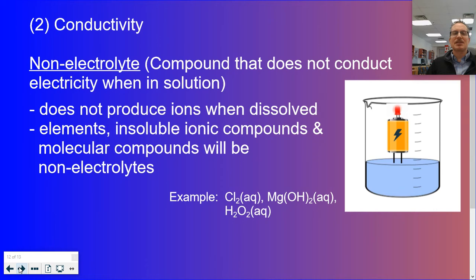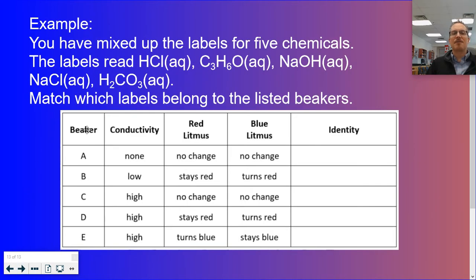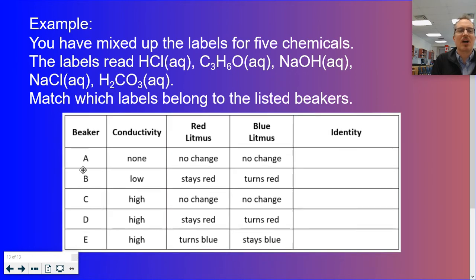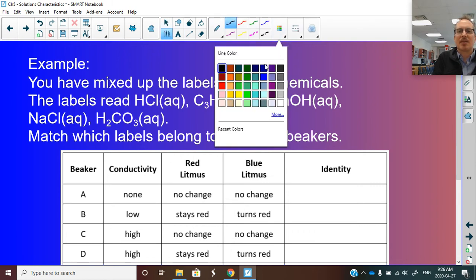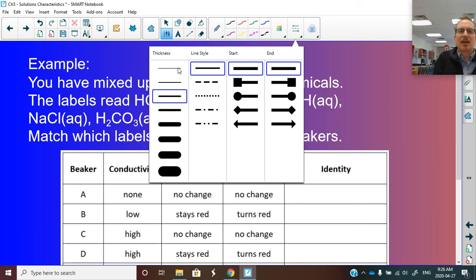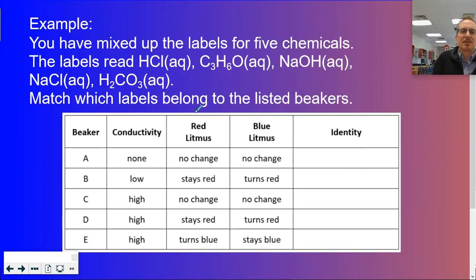Well, what I would like us to do is, using that information, I have 5 beakers labeled A, B, C, D, and E. I would like us to use the knowledge we just gained and see if we can figure out which of these mystery beakers, A, B, C, D, and E, is HCl, C3H6O, NaOH, NaCl, and H2CO3. We seem to have lost the labels off all of these substances. So I'm going to grab myself a pen right here, where I'll grab green. And we're going to see if we can fill this in.